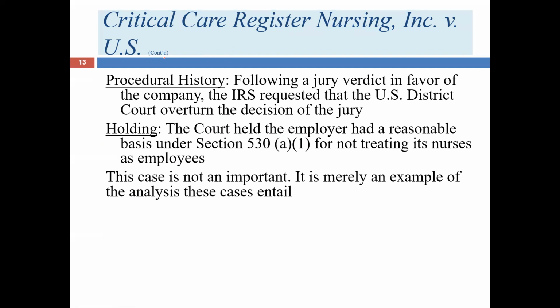I'm offering this just as an example. I will not test you directly on it. You don't need to know the name of the case. I just wanted you to get an example of how these work out. And most of the time, the employer loses. So, this is an example of an employer winning, and I think it was right that the employer won in this case, don't get me wrong, but more employers end up being sad at the conclusion of these cases than are happy. So, keep that in mind.